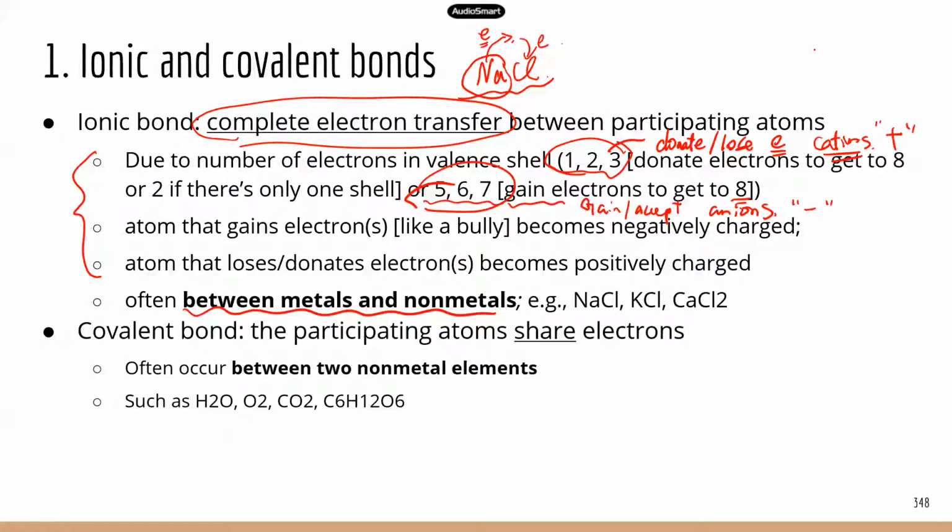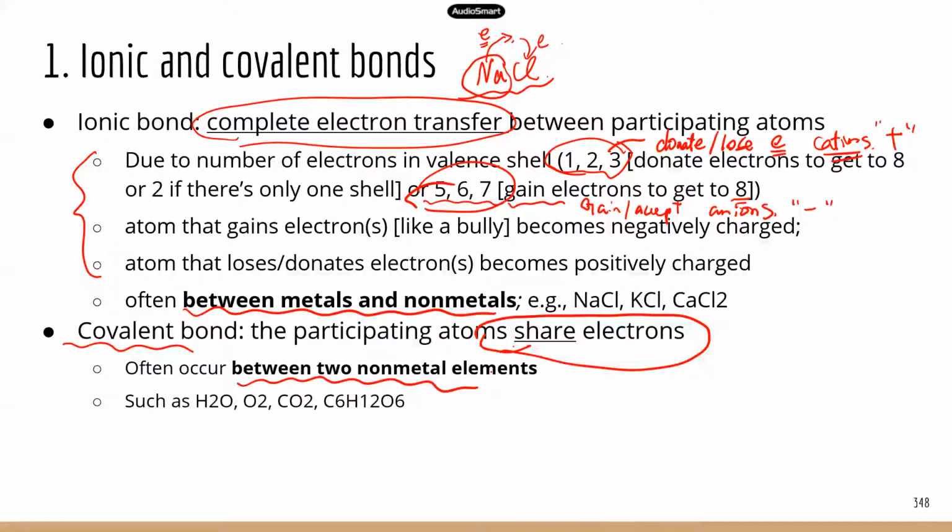Okay, next type of chemical bond is covalent bond. So the participating atoms share electrons, right? There's no complete transfer. They share electrons. So think about roommates sharing apartments, right? They're sharing that space. And the same thing for atoms forming a covalent bond. They're sharing the electrons. So this type of bond is usually formed between two non-metal elements.